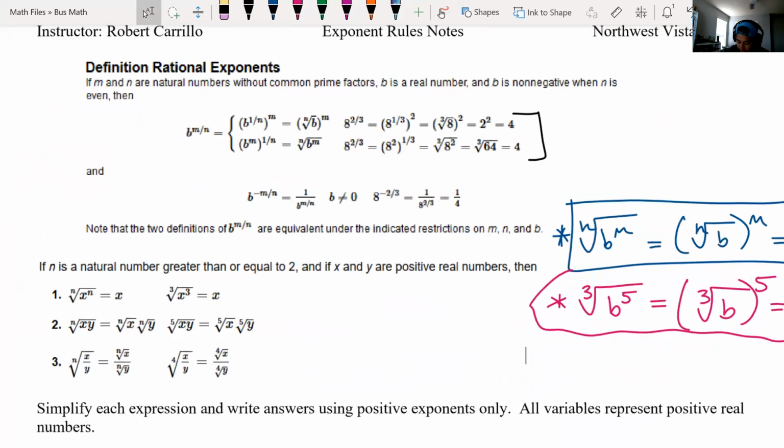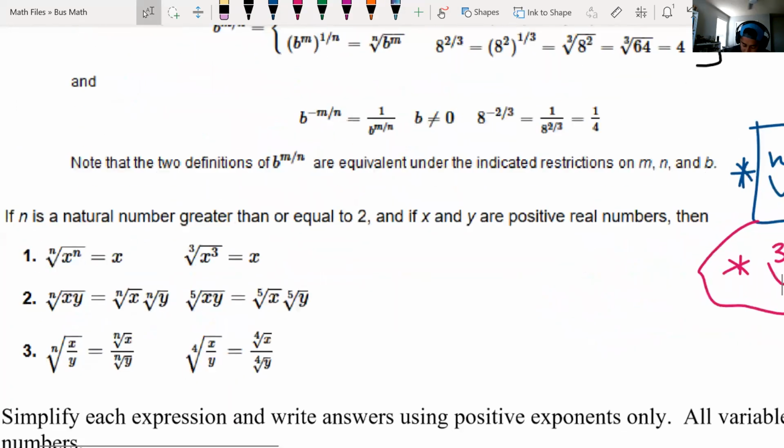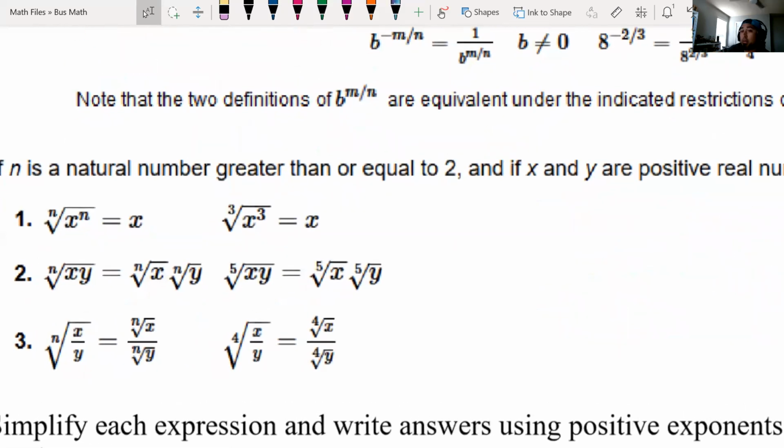Okay, and then let's see. Do I need these ones? Yes. All right. Number 1, it says the nth root of x to the n is x.